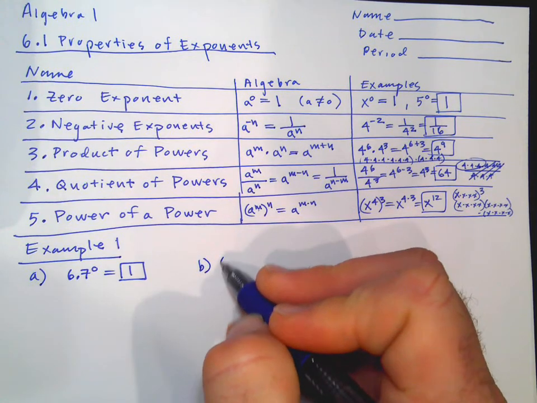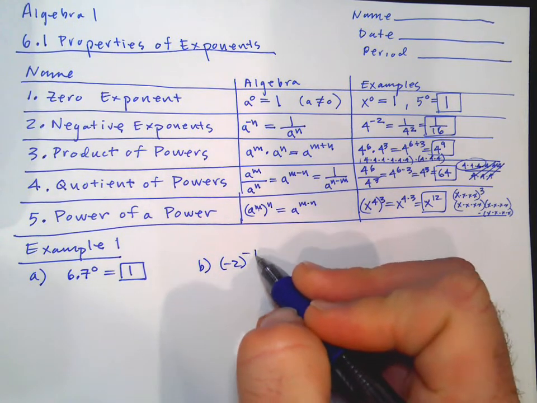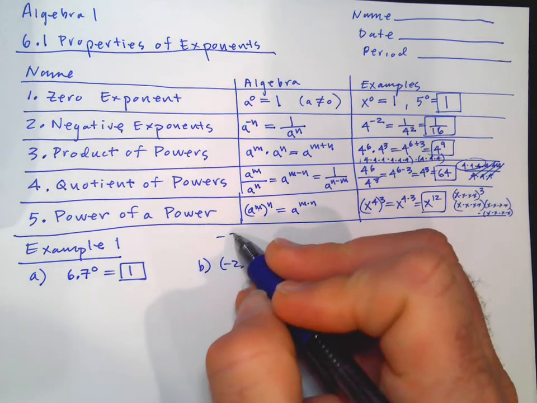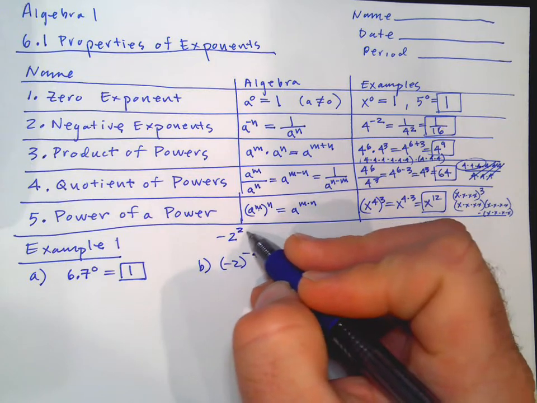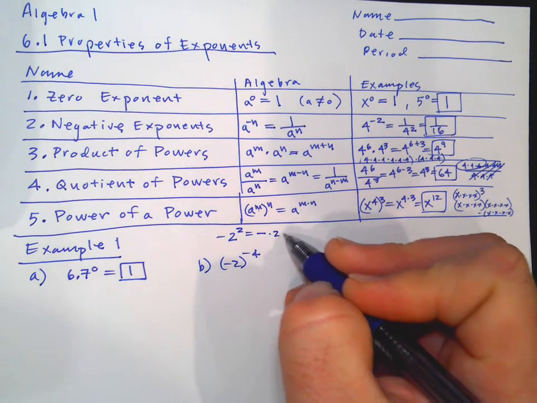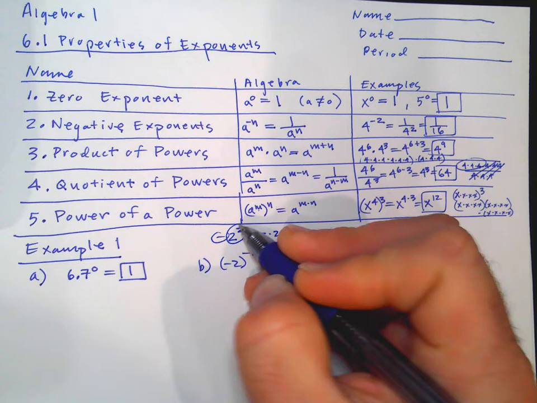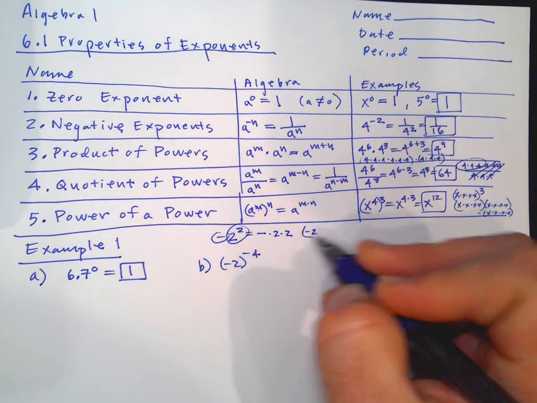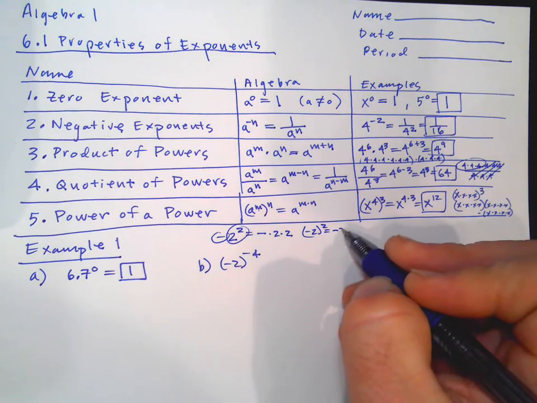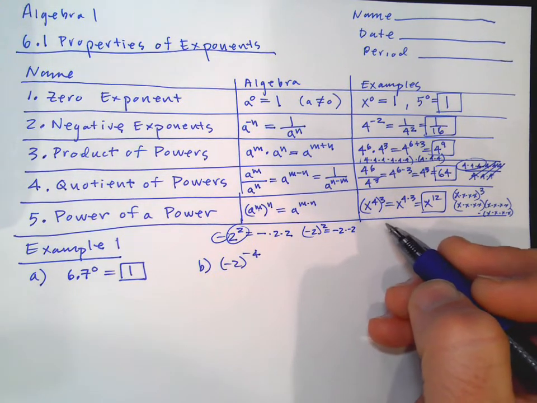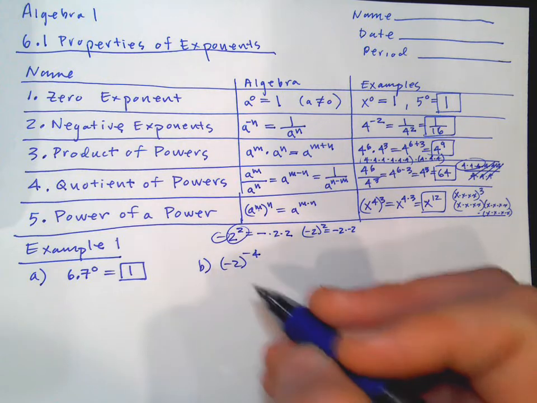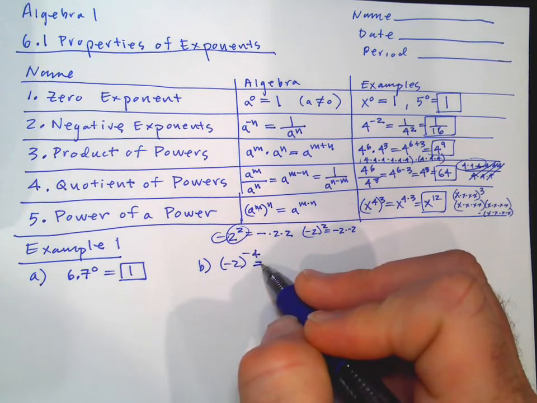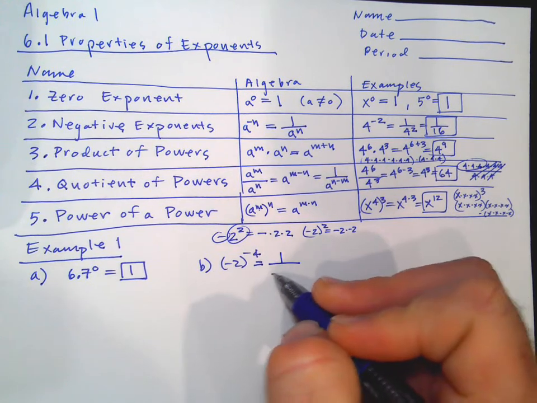B, -2 in parentheses to the -4. Now, the negative in the parentheses makes a difference. If you had -2 squared without parentheses, then that's just -2 times 2. The negative is separate from the power, order of operations. But if you have (-2) squared, then that's going to be -2 times -2. So the parentheses around it mean the negative is part of that exponent. Now, the first thing that I think we'd like to do is rewrite it as a positive exponent.